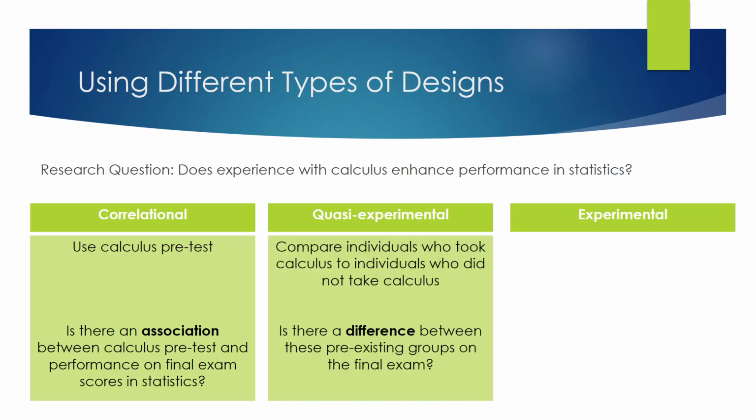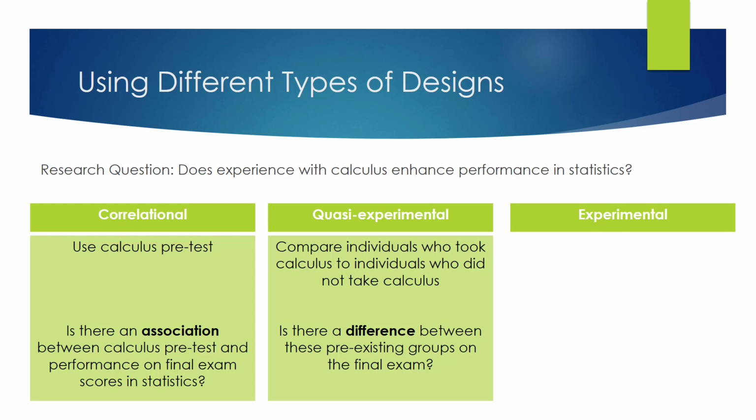Now, in contrast, with the quasi-experimental approach, we're going to have a pre-existing group. We're going to compare individuals who took calculus to individuals who have not taken calculus. Students come in day one, I give them a short questionnaire and I ask, how many of you have taken Calculus 1? How many of you have taken Calculus 2? Trigonometry is kind of related, so maybe I include a question about that. That gives me a sense of individuals who have taken one of those classes, and my other group is individuals who have not taken one of those classes.